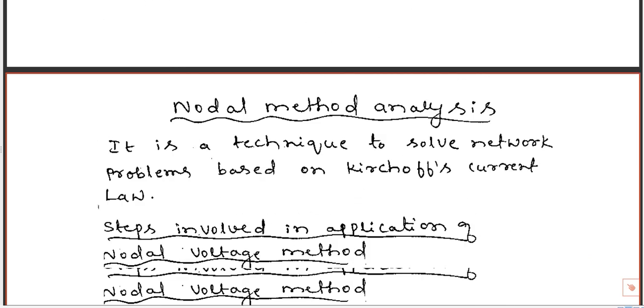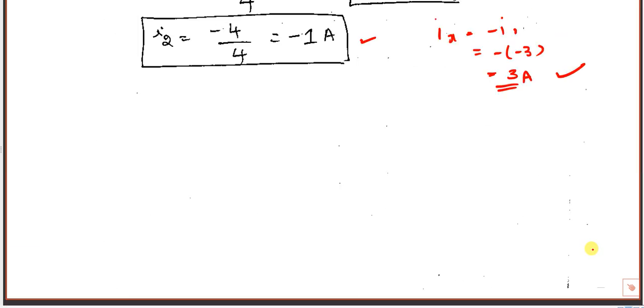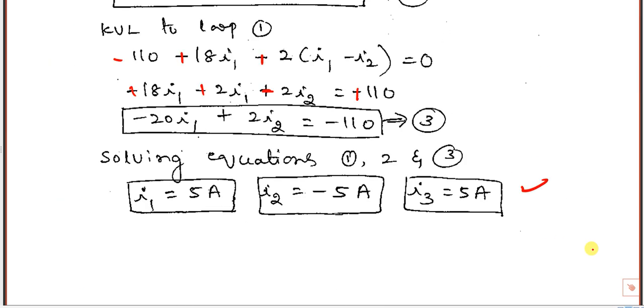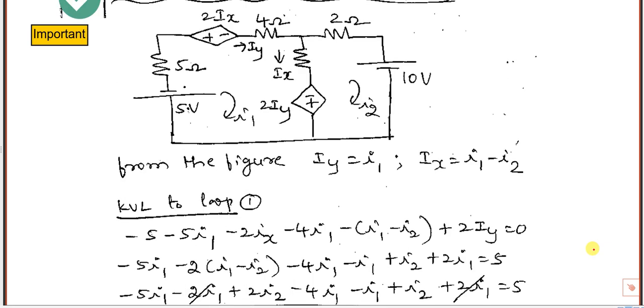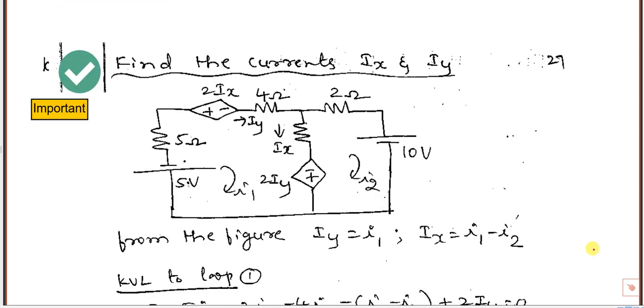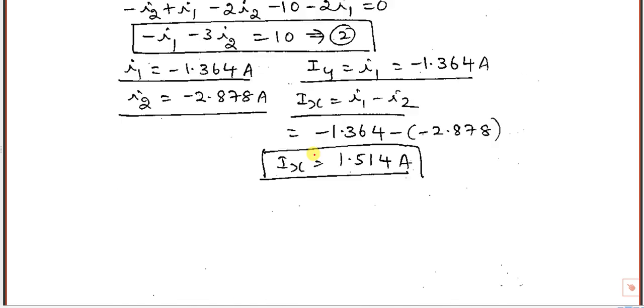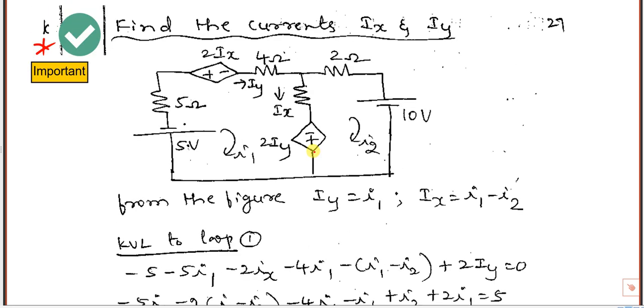These are also dependent source problems. Last problem: find the currents Ix and Iy. You have to find currents Ix and Iy. Ix is the current through this. This value is not given. I think it is a miss. I will write that value later. Some value should be there here.